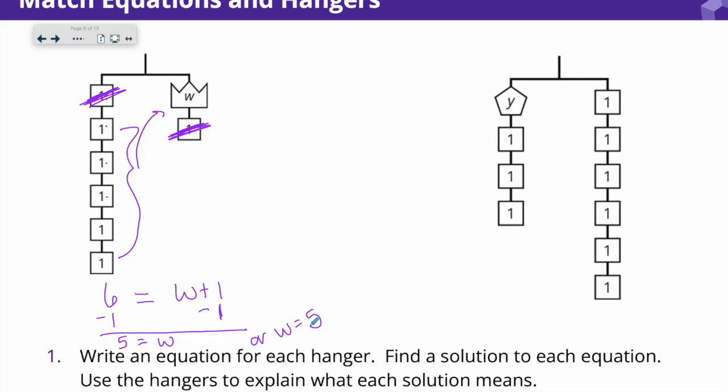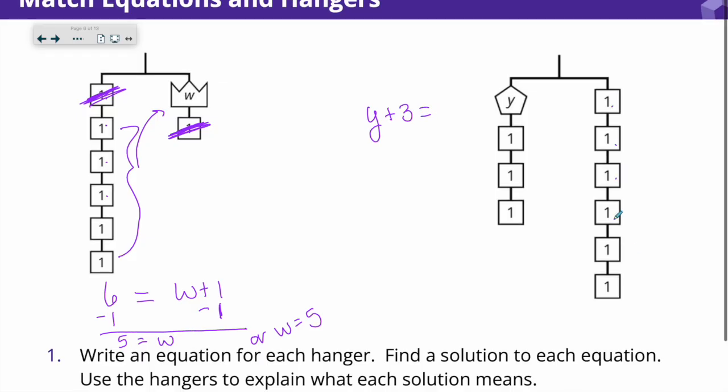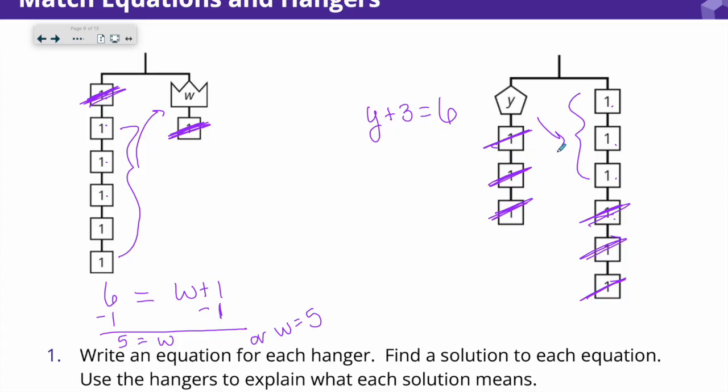In the second diagram, we have a Y on the left plus 3 extra ones, and that's balancing or equal to 1, 2, 3, 4, 5, 6 ones. And my goal is to figure out what Y equals. Well, I want to get Y all by itself, so if we cross out the ones that are matching, that means Y is equal to the 3. And so we have to take away the 3 from the left side with the Y and the 3 from the right side, and we end up with Y equals 3.